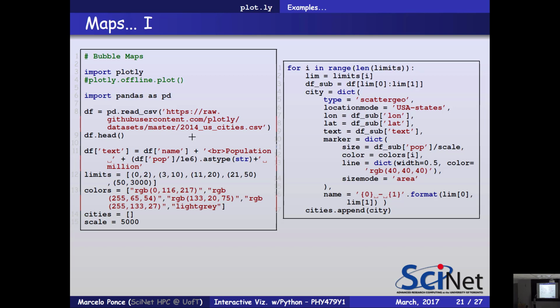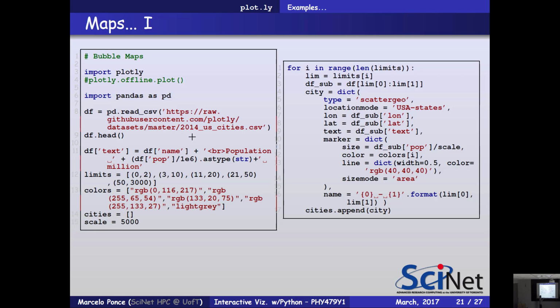If you want to see what is in the data frame, just do df head. It will tell you. Now I'm creating some labels here. So it's basically the name, the population of the city, divided by 1,000,000 because the data is in millions of inhabitants. I'm going to create some limits for the plot, and then colors. So depending on the population, each city will have a different color representing it. I'm going to initialize an empty dictionary for cities. I'm going to set a particular value for the scale, and then I'm going to fill this dictionary with the positions, latitude, longitude.